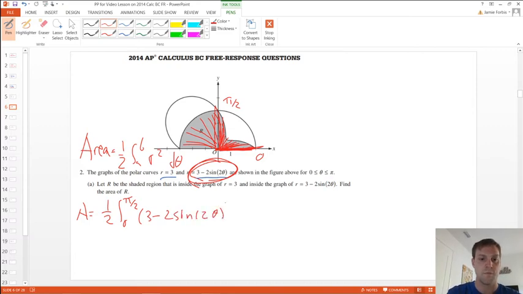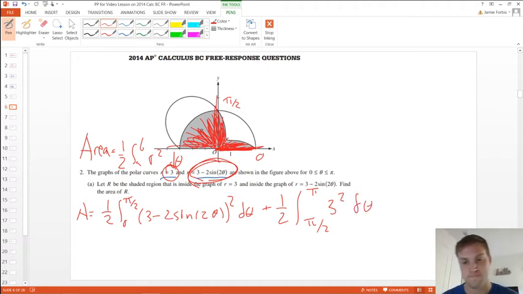I'm going to square it, d theta. Okay, so that's going to tell me this right half right here. And then we're going to add it to the area of this left half here, which if I want to create it as an integral is going to look like this. It's going to be 1/2 integral. Now we're going from pi over 2 all the way down to pi. And the radius is just 3 in this case, so it's going to be 3 squared d theta.